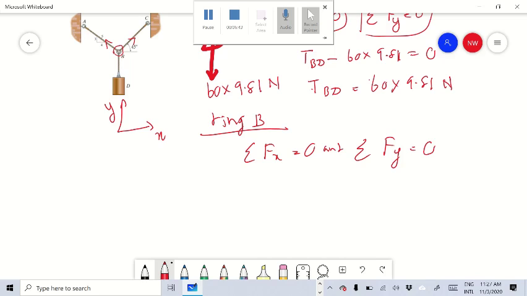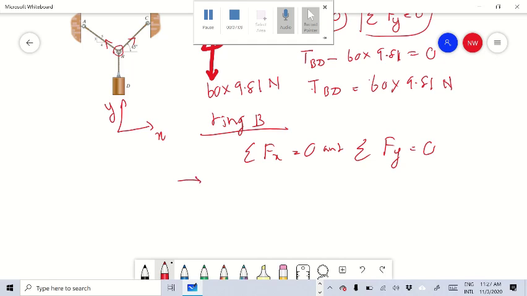And okay, if one is equal to 0 and the other one is not equal to 0, which means that the particle is not in equilibrium. If the particle is to be in equilibrium, both sigma Fx should be equal to 0 and sigma Fy should be equal to 0, must be satisfied, right? So then what are the forces?